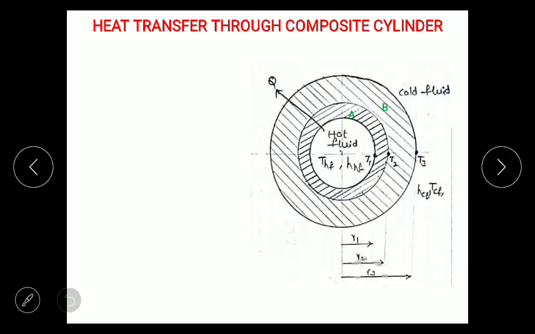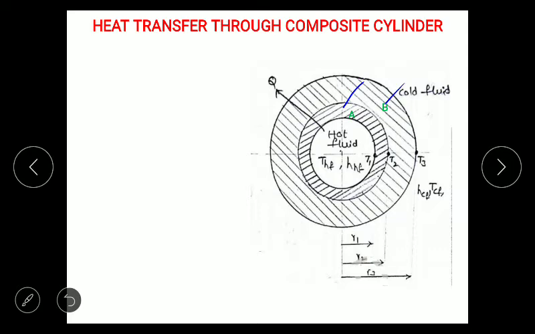Here, as shown in the diagram, we have a composite cylinder which is made up of two materials A and B. Two cylinders A and B are combined together to form a composite cylinder. As we discussed already, composite means a combination of different materials, right? Here A and B are the different materials used to form the composite cylinder. Now it is a hollow cylinder, which means inside it has no material. At the center it has no material, so it is a hollow cylinder.